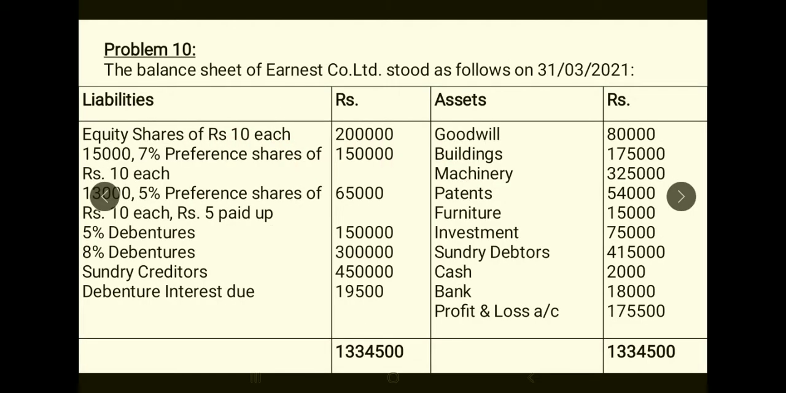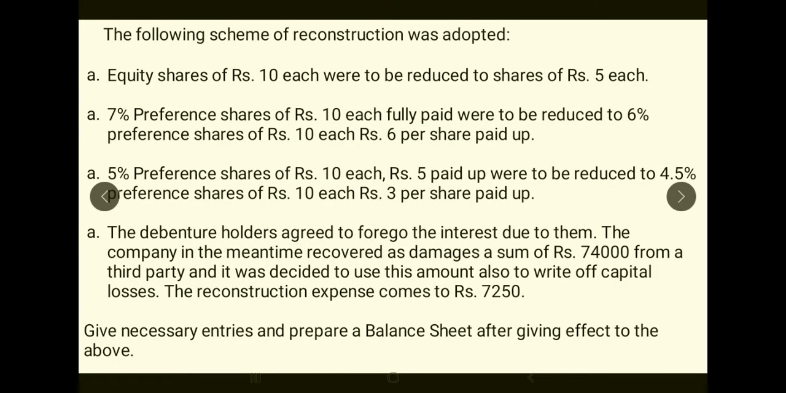So in the balance sheet, you have 7% preference shares of 10 rupees each, 1,50,000. In the balance sheet, they have given 7% preference shares of 10 rupees each, 1,50,000. Now those 7% preference shares of 10 rupees each fully paid up, you are reducing it to 6% preference shares of 10 each, 6 rupees paid up.